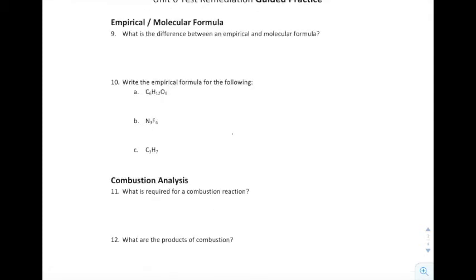Okay, next we're going to take a look at the difference between empirical and molecular formula. Remember, a molecular formula is what it is. So for example, C2H6 right there is a particular substance. It's called ethane. So this is the molecular formula for ethane, but it is not the empirical formula.